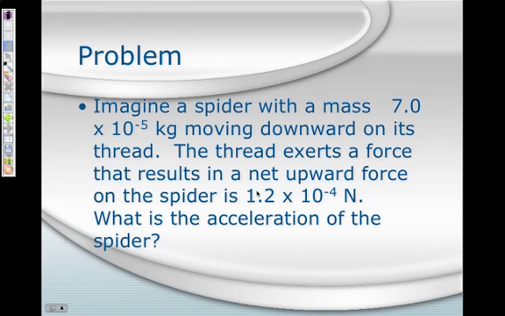Imagine a spider with a mass of 7 times 10 to the negative 5th kilogram moving downward on its thread. The thread exerts a force that results in a net upward force on the spider of 1.2 times 10 to the negative 4th newtons. What's the acceleration of the spider? How about you guys figure that one on your own and see what we come up with?